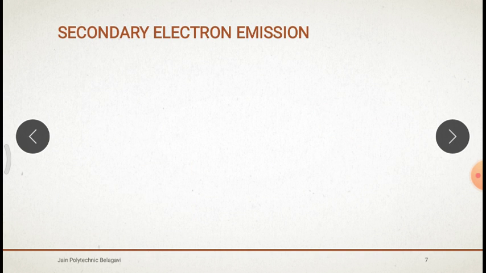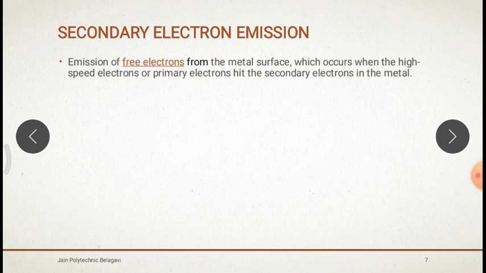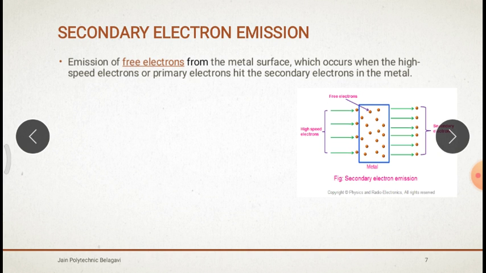Secondary electron emission: once it has already started emitting electrons, again bombardment by secondary electrons makes liberation of the electrons. It is the emission of free electrons from the metal surface, which occurs when high speed electrons or primary electrons hit the secondary electrons in the metal. It is called bombardment, and then secondary electron emission takes place. See here, free electrons, and it is a liberation. High speed electrons come to the other electrons, and there is liberation of the secondary electrons, which means secondary electron emission.